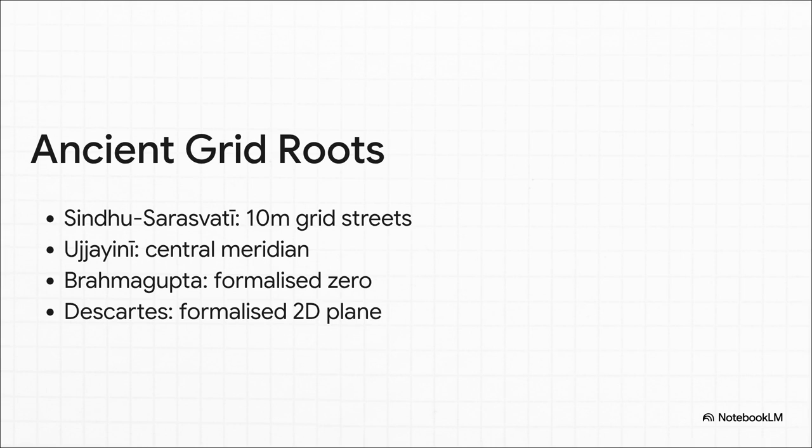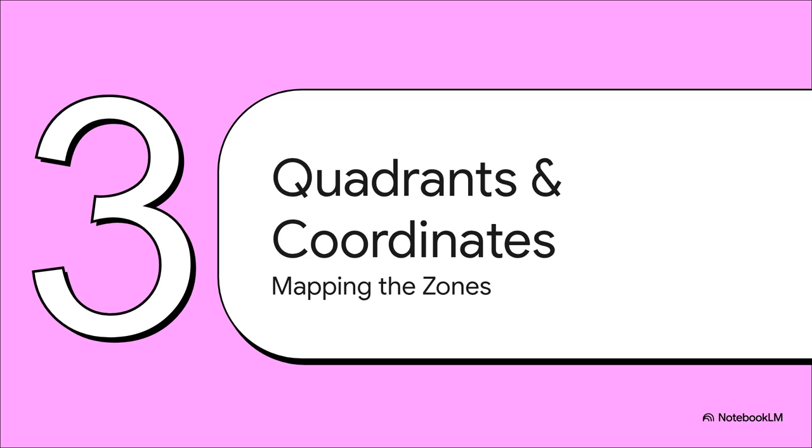He's the one who formalized the mathematical rules for zero and negative numbers. Without his pioneering work on negatives, the 4-quadrant plane that René Descartes formalized centuries later just literally wouldn't exist. So we're building on some seriously ancient breakthroughs here. Which brings us nicely to Section 3, mapping out those specific zones.